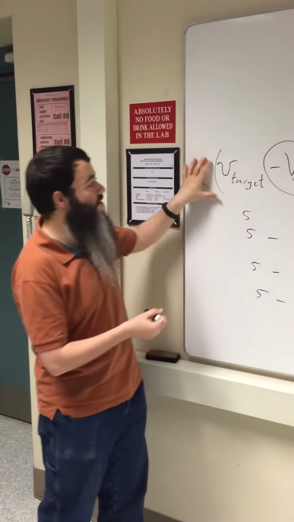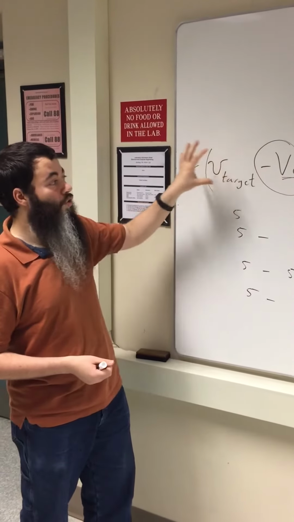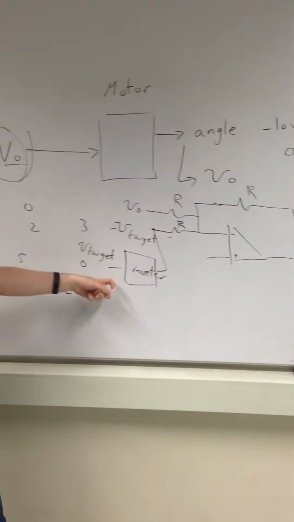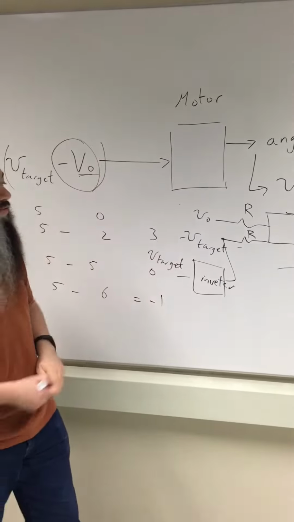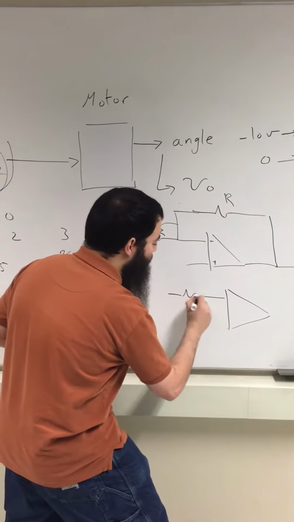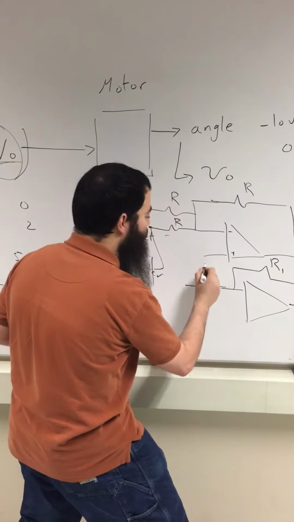But in lab 2, we'll keep this simple. So we have this V target minus V naught. To implement it, we use a summing amplifier. We have this negative sign, so we solve it with an inverter. How to implement an inverter? It's very simple. Another op-amp with also ratio R1, R1.